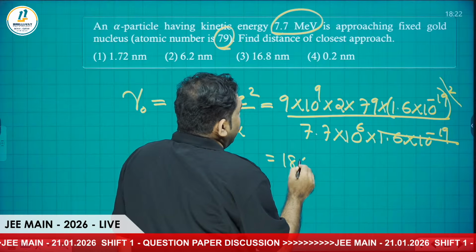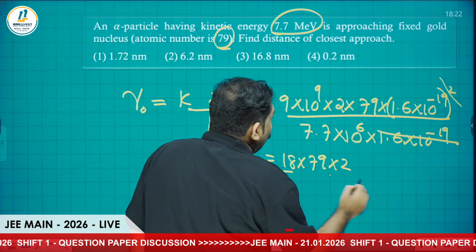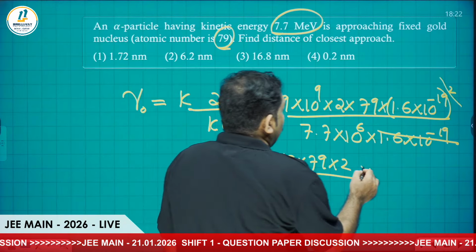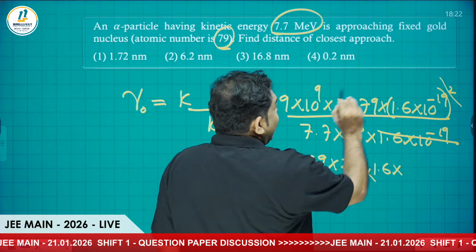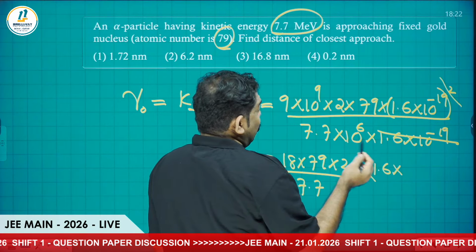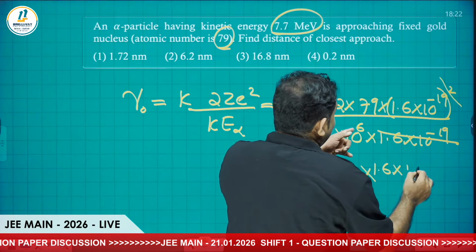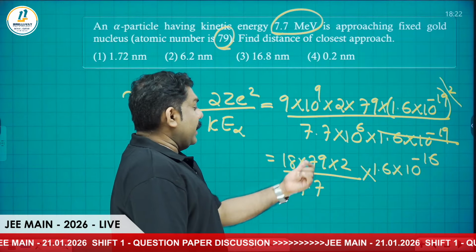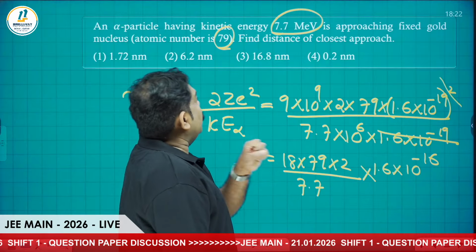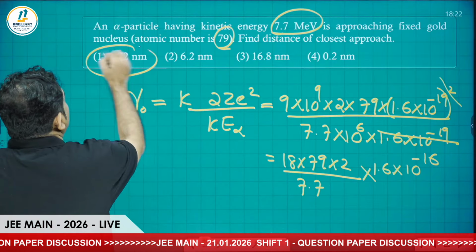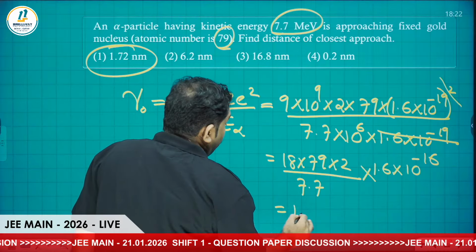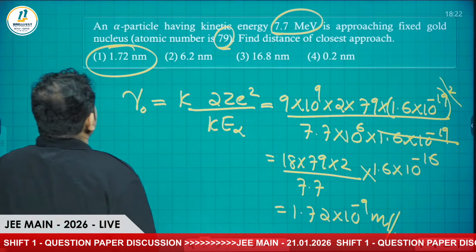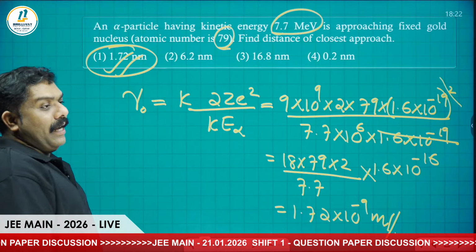So we are getting 9 into 79 into 2 divided by 7.7 into 1.6, and then for the 10 powers, taking 9 and minus 19 on top and 6 here, it is minus 16 coming. Simplifying this, as an approximation we can take 79 and 77 almost equal. By doing the calculation we get 1.72 into 10 raised to minus 9 meter, or 1.72 nanometer.